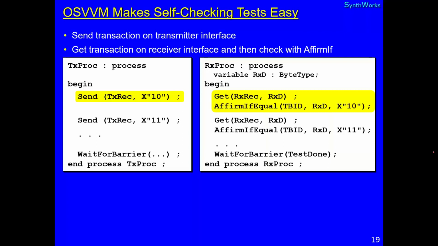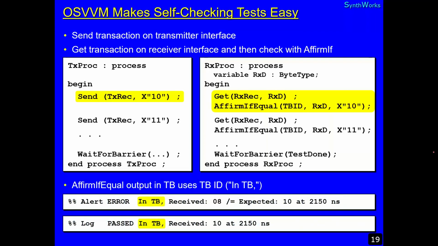Okay, so self-checking. That's an important part of our test. We're writing a directed test here. We're sending, we're getting, and all that kind of stuff. So when we get, we know what we sent. In this case, we're keeping everything aligned, so we can call affirm if equal. This is our checker. It basically says, if they're equal, then say passed. If they failed, then say error. And that's reflected down here.